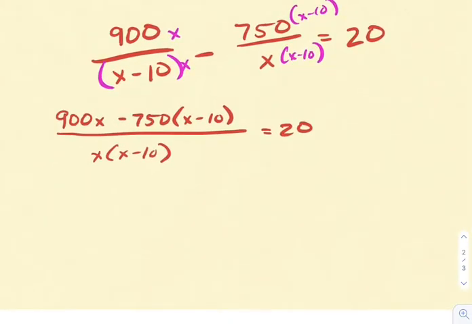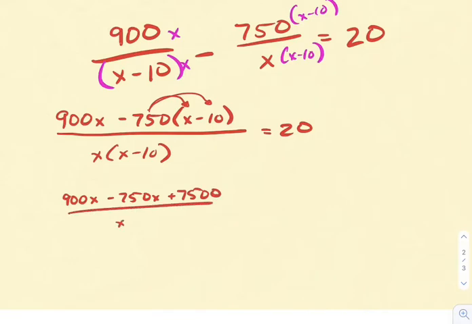So when I distribute inside, I'm going to get negative 750X. And I'm going to get positive 7,500 when I distribute here. So I'm going to have 900X minus 750X plus 7,500, all over X minus 10 is equal to 20. I can add the two like terms that I see together on the top, 900 and 750. That's just 150. Add them together, 150.